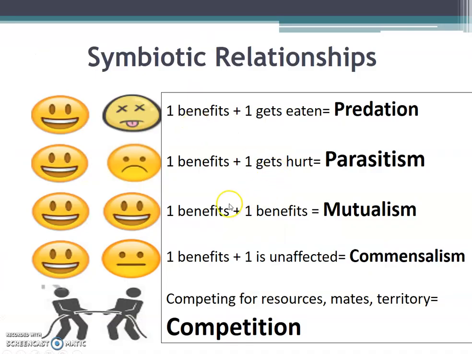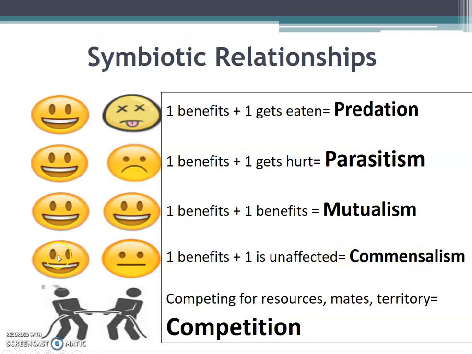Okay, so here's just a recap of the different types. You can fill in your notes based off of these as well, if you didn't fill in enough notes. But predation, one benefits, so one is happy, one gets something, and the other one gets eaten, so he gets killed. Parasitism is where a parasite lives on your skin, like a mosquito could be a parasite to us. So the mosquito is benefiting or getting blood, and we are getting hurt or affected by the mosquito, and that's called parasitism.